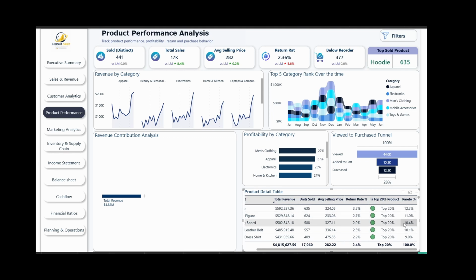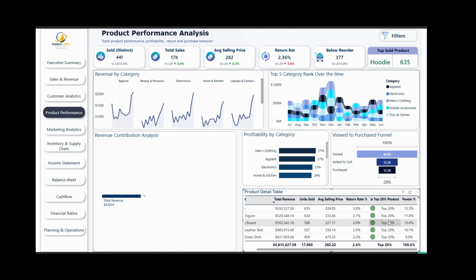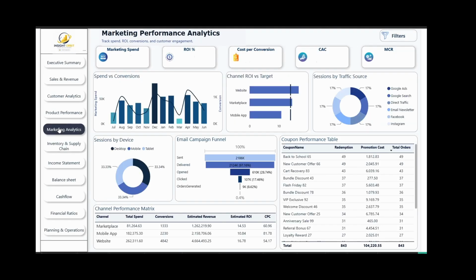This product is in the top 20% category. And finally, the Pareto flag. The Pareto flag identifies the top performing products that contribute the most of the revenue. This follows the 80-20 principle, where a small number of products usually generate the largest portion of the business value.